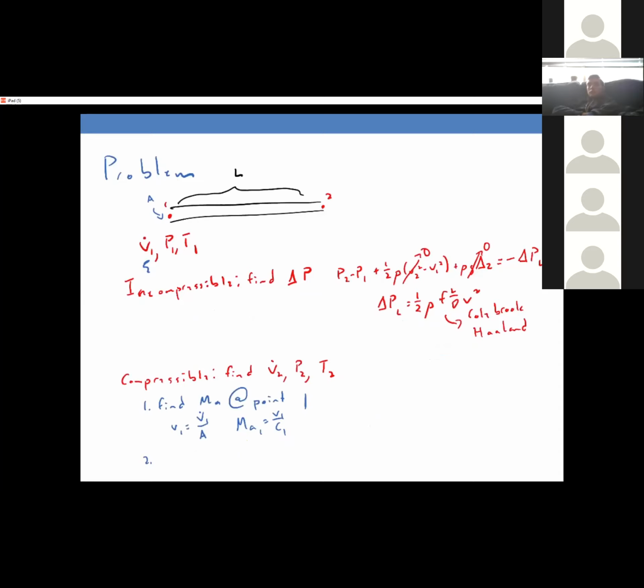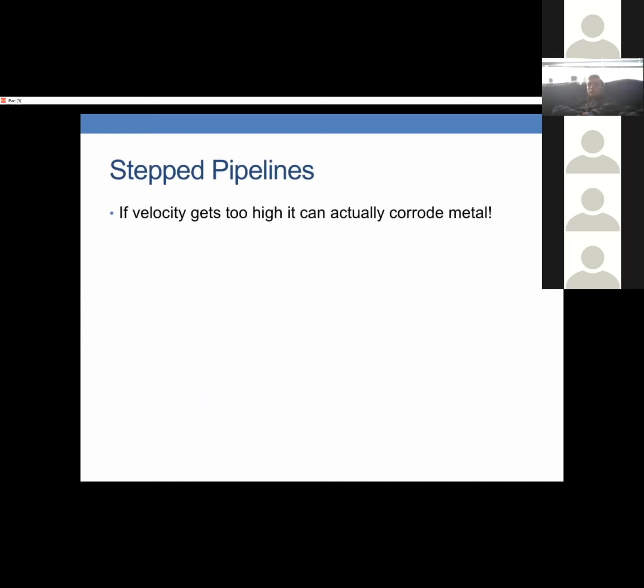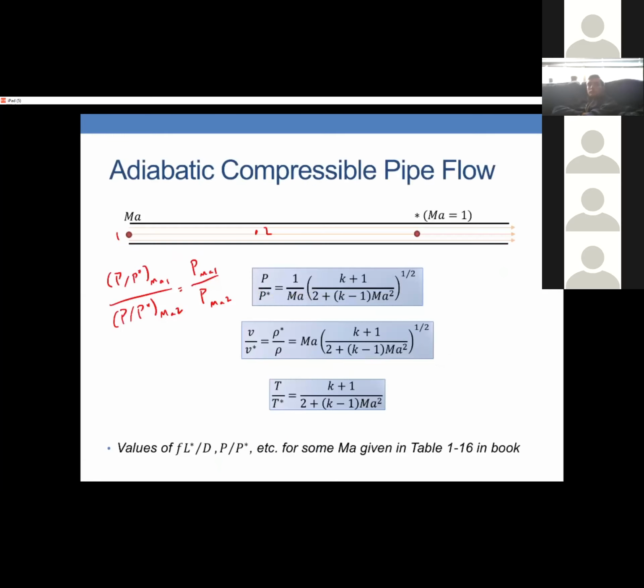Okay. And so once you find, from the length, the Mach number at point 2, then you can use all these equations to find how the pressure and the density and the temperature change.